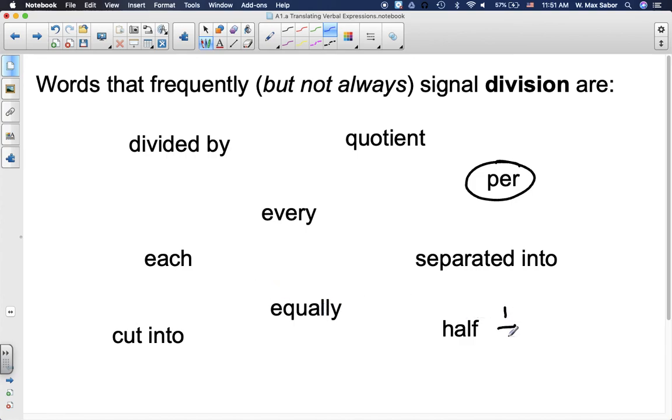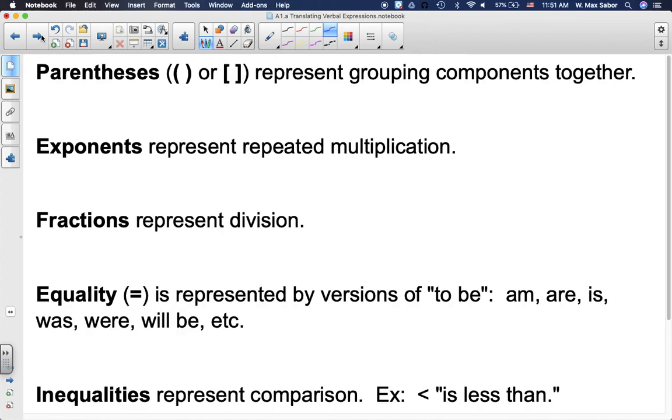Half is always 1/2. You can describe this as 1/2 times something, which is why you have to be careful about division, or you could say that it's something divided by 2. Parentheses represent grouping components together. Exponents are repeated multiplication. Fractions represent division. Equality: whenever you see a version of to be, that usually will have an equal sign if there are numerical expressions on both sides. And inequalities represent comparison. So this is less than. Be careful. Is less than is that symbol.